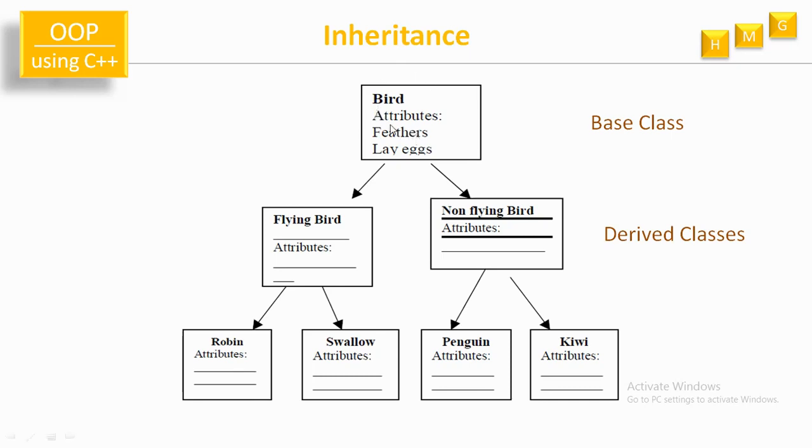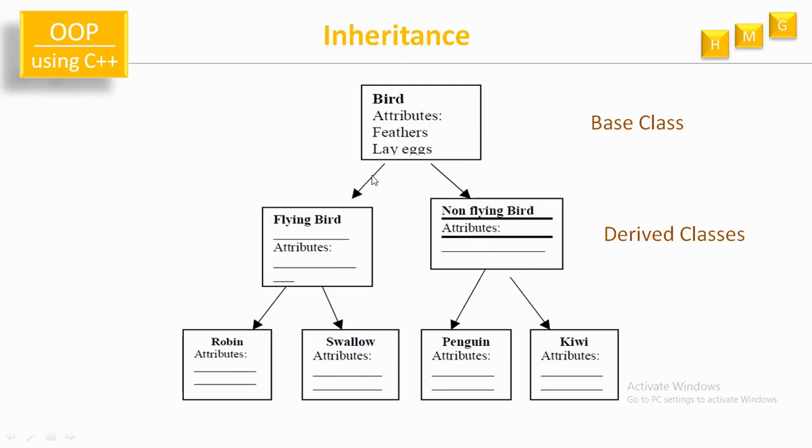Like this, the features feathers and lay eggs are already derived into flying birds as well as non-flying birds. Like this, the non-flying bird has the features feathers, lay eggs, plus cannot fly, that is no wings.